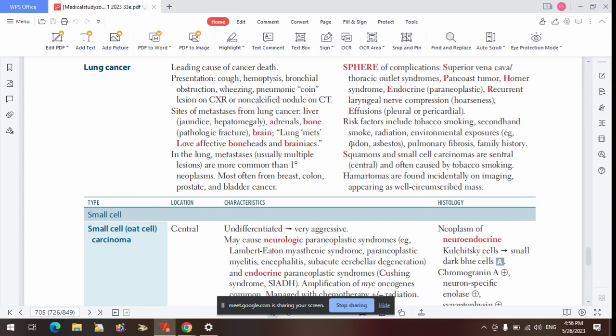Dr. Oluwatobi, have you refreshed your memory now? Yes, thank you. So don't forget it. Yeah, so it can spread to the pleura, it can spread to the pericardium. They are very close to the mediastinum.